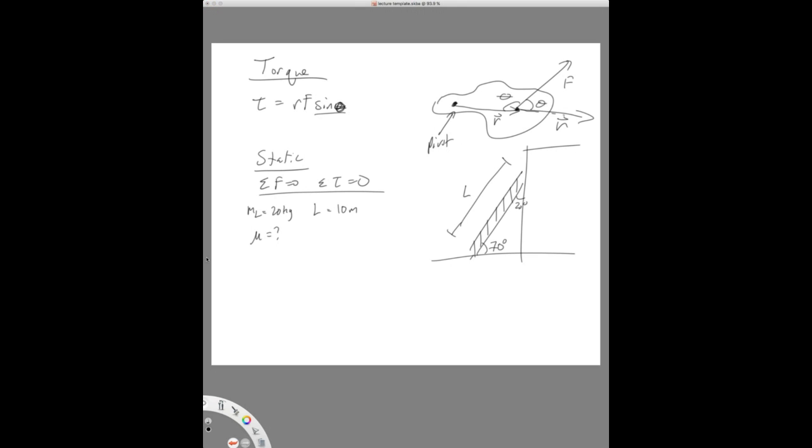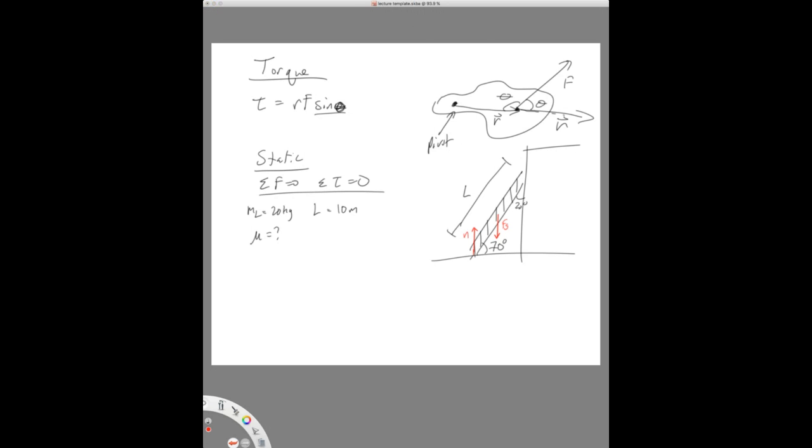So if I want to pursue this problem, it means we have to draw in all of our forces. So there's the force of gravity to begin with. And the force of gravity will go right in the middle of the ladder. And generally, we'll assume that unless the problem says otherwise. We'll assume that the force of gravity is located right in the center of the object. Then on the ground, there's going to be some kind of normal force where it's making contact with the ground.